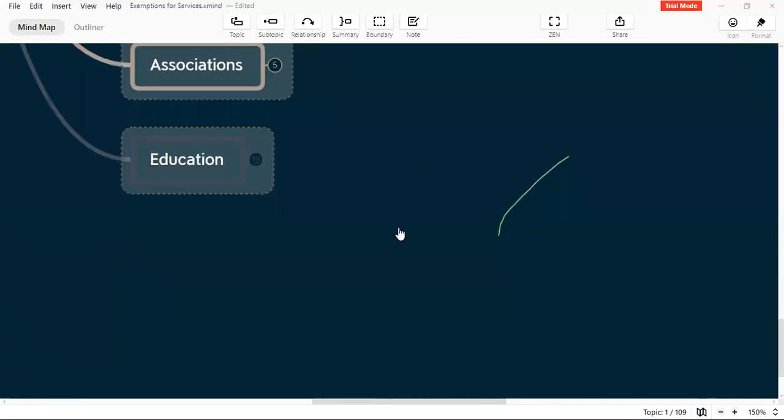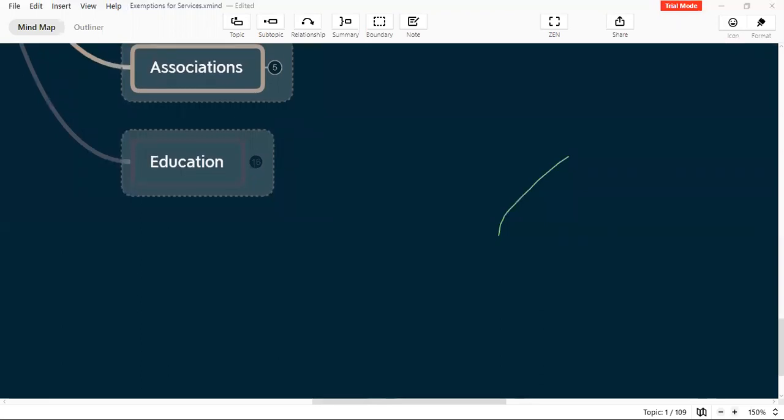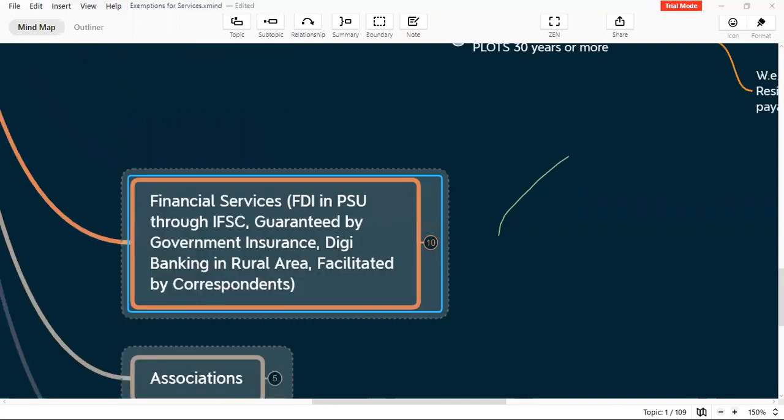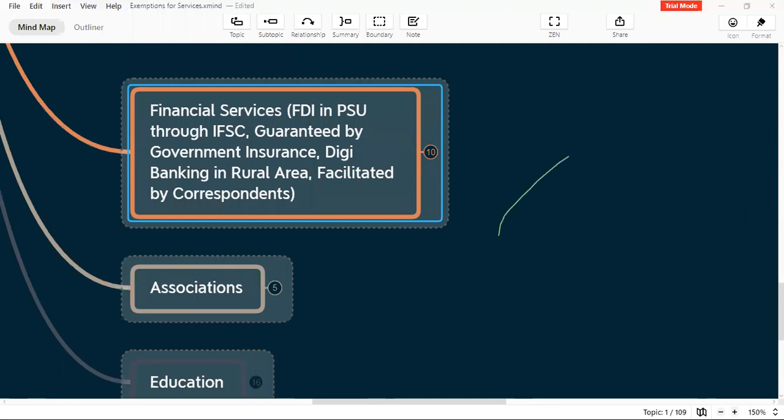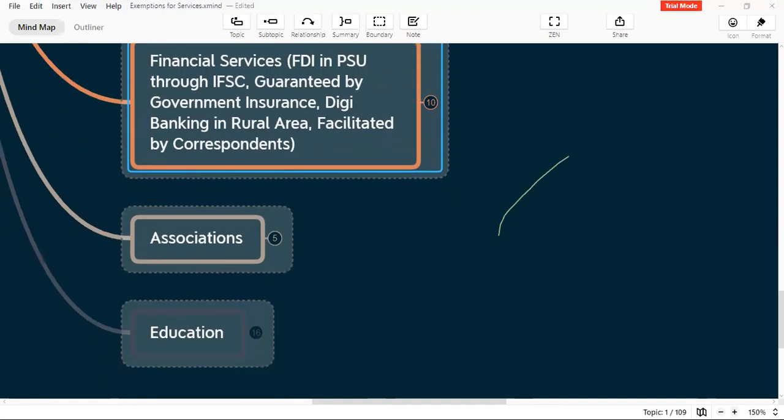The key points here are FDI, digi banking, rural banking. That's what you are supposed to remember clearly. These are the contexts in which you have to remember these exemptions. So FDI, digi banking, and rural banking exemptions have been given for the same. So this is about FDI. Any doubts on this point you can now put forward? Any specific doubts on this point on banking services?